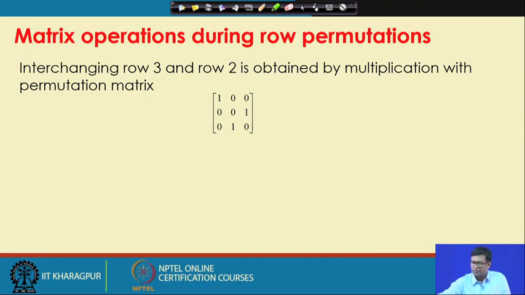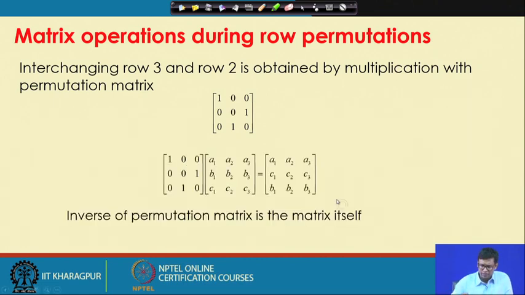And if I multiply this with this particular matrix, the rows B and C will be permuted. Now, again if I multiply this with the permutation matrix, B and C will be permuted again, and we will get back the original matrix. So, the inverse of a permutation matrix is the permutation matrix itself. If I take the permutation matrix and multiply it with the permutation matrix, I will get an identity matrix. A permutation matrix is its own inverse.